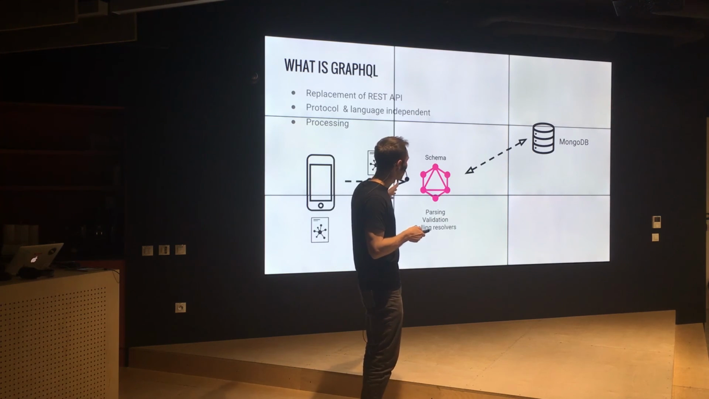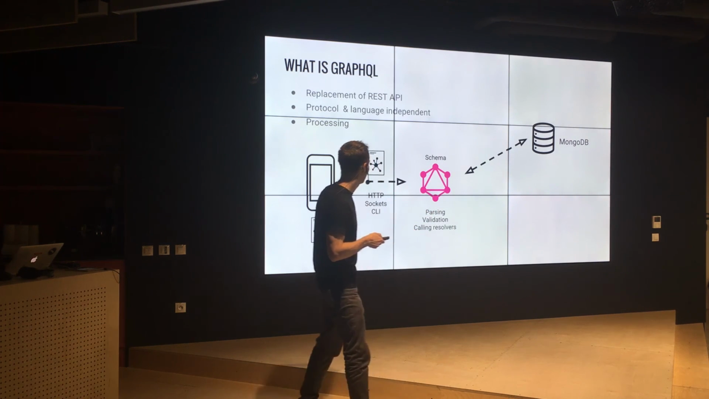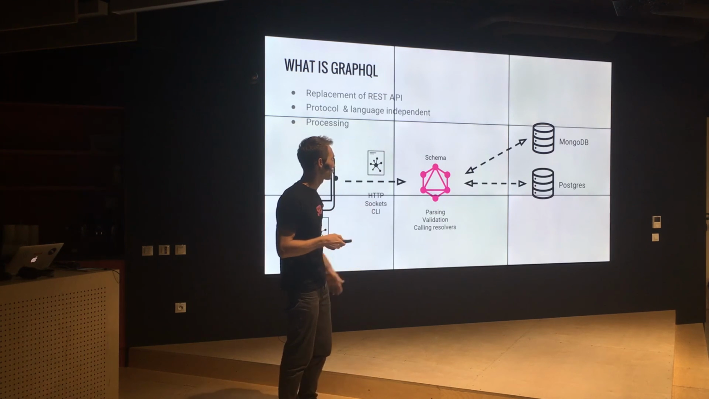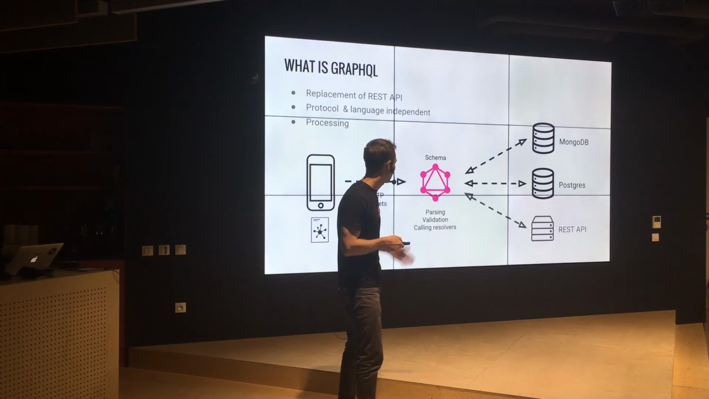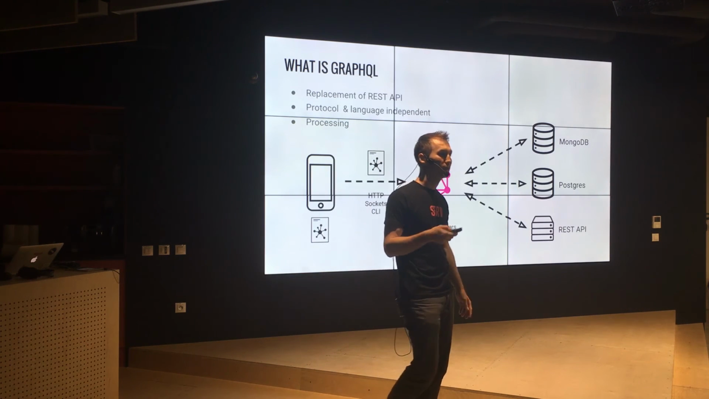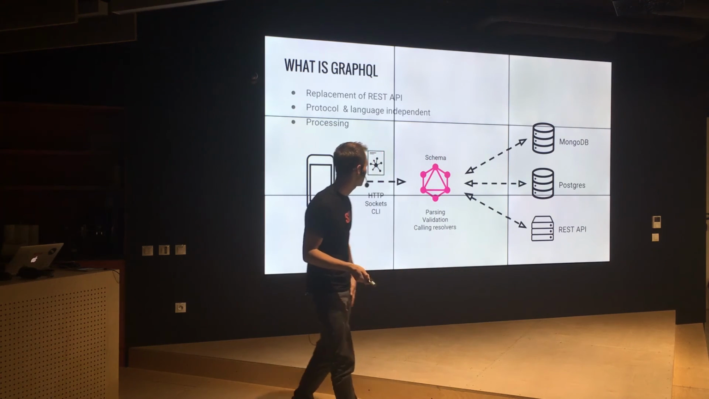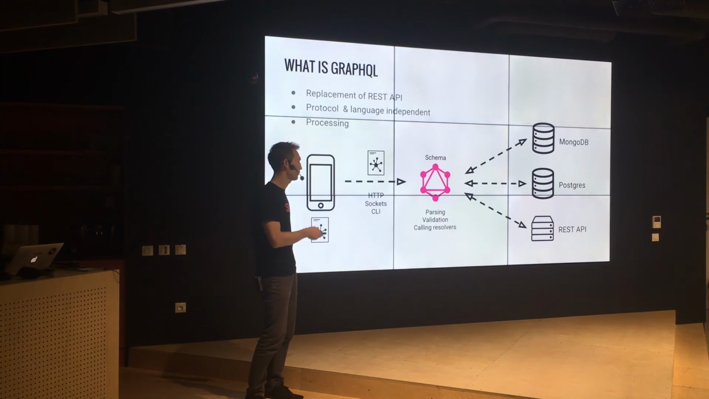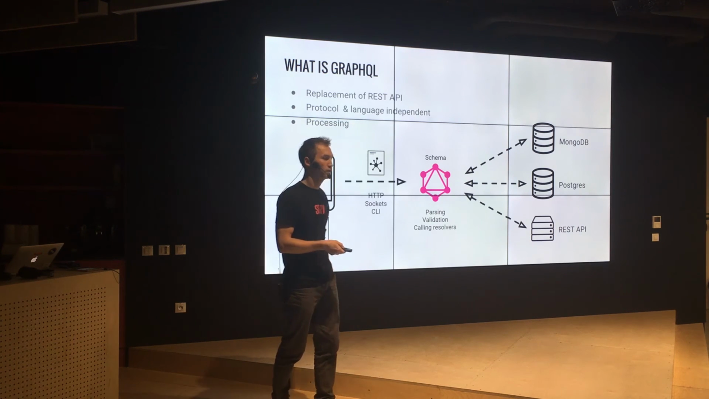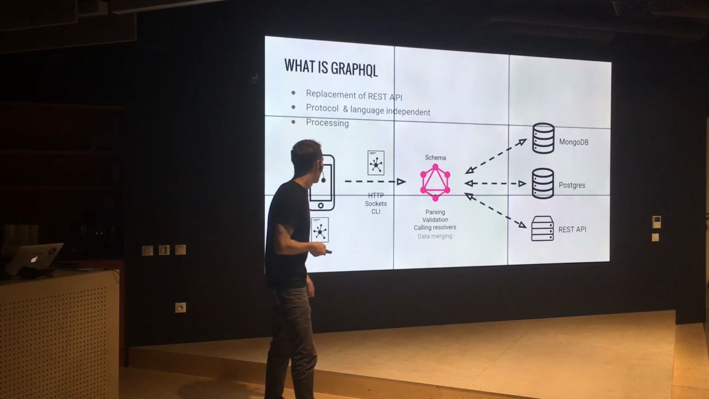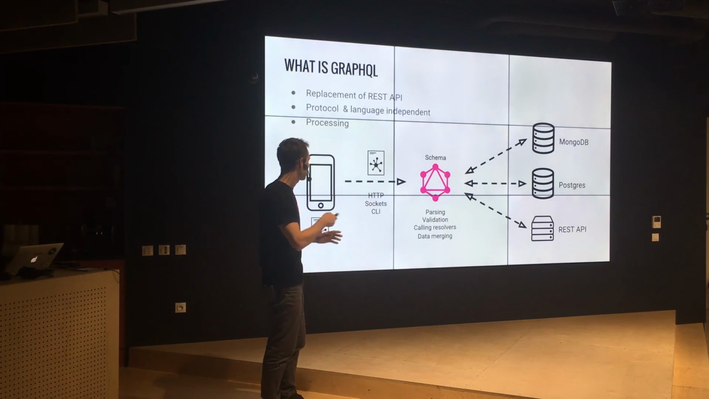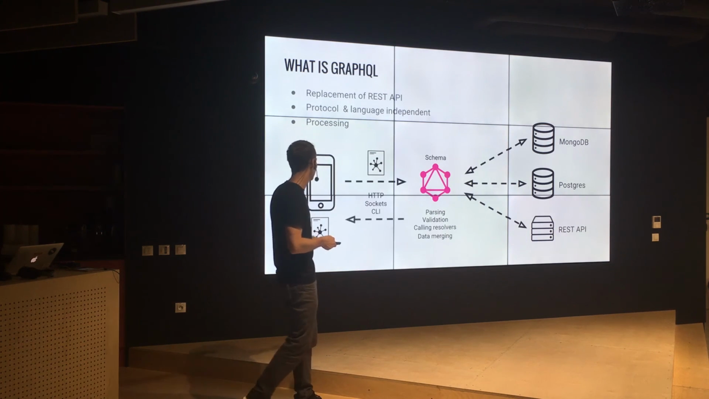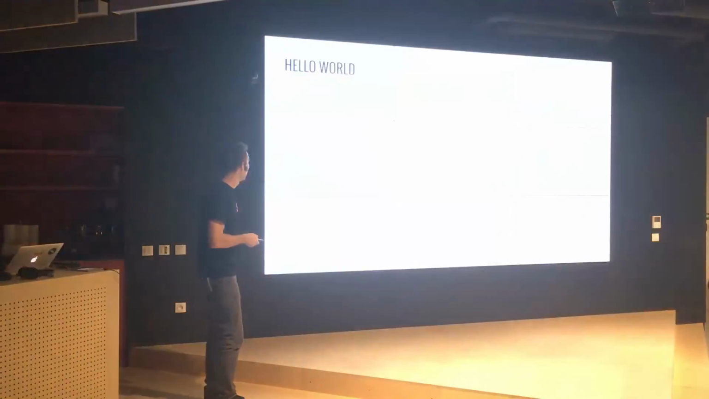And for each node in that abstract tree, you can use whatever data source you want. You can ask Mongo, you can ask Postgres, you can even build a GraphQL server on top of an existing REST API. So if you have an existing REST API and you want to provide a GraphQL interface for that, it's totally feasible. And when the data comes back to the server, the server merges it into one single object, and this object is passed back to the client in a single response.